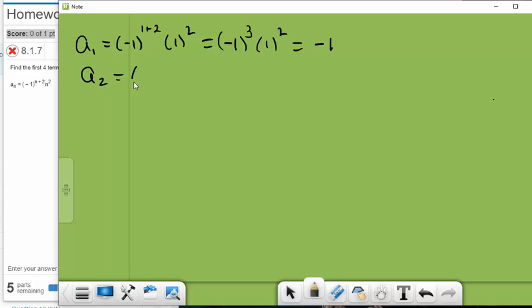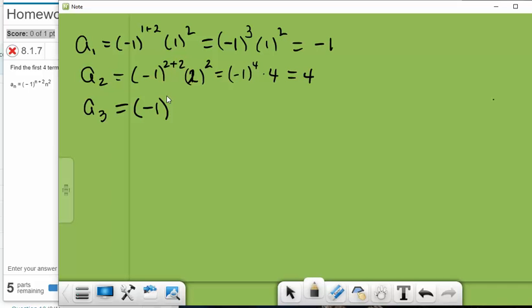In the second term, oops, so this was 2. So this would be negative 1 to the fourth, which is positive 1. And then 2 squared is 4, so positive 1 times 4 is just 4. And what this part's going to do is create what we call an alternating sequence, where we get positive, negative, or vice versa, negative, positive, negative, positive.